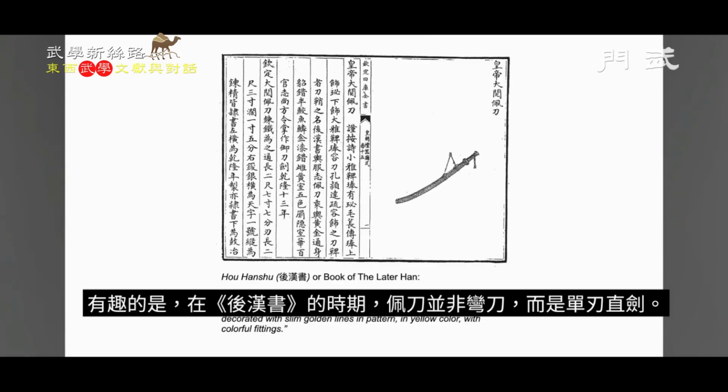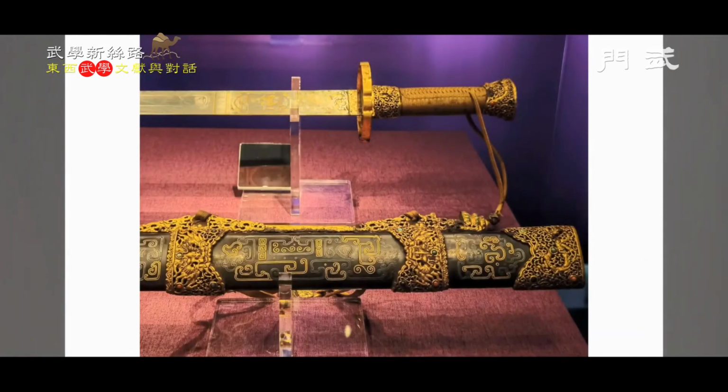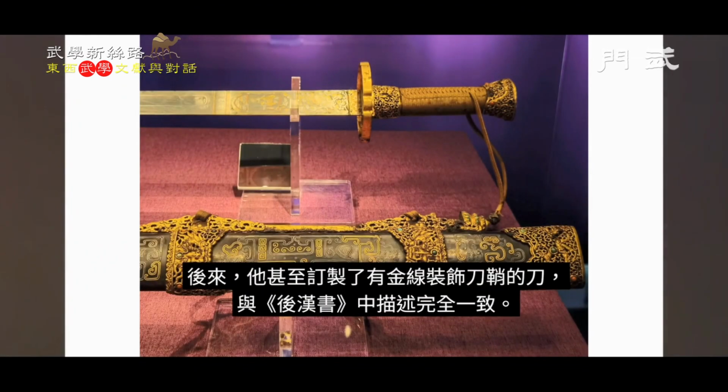Interestingly, in this period of time from which this text dates, the peidao wouldn't have been a curved sword, but a straight sword with a single edge. But because the wording is the same, I think Qianlong hoped that nobody would know these intricacies about really early sword design. Later, he even commissioned a saber with the golden lines on the scabbard, exactly like the description in this later handbook.